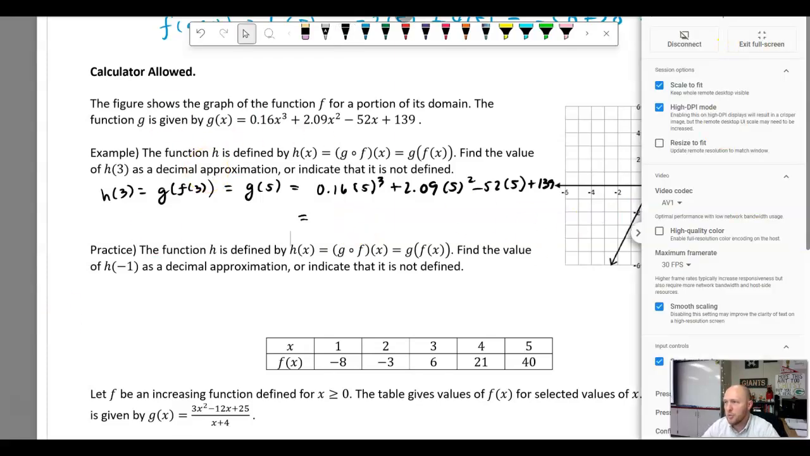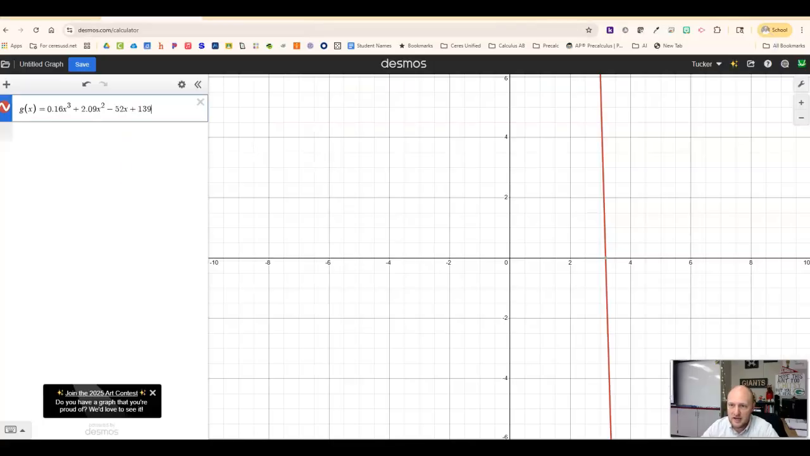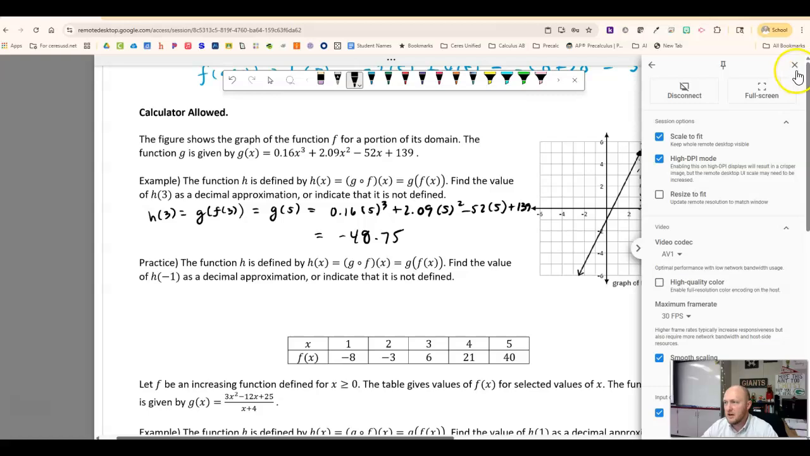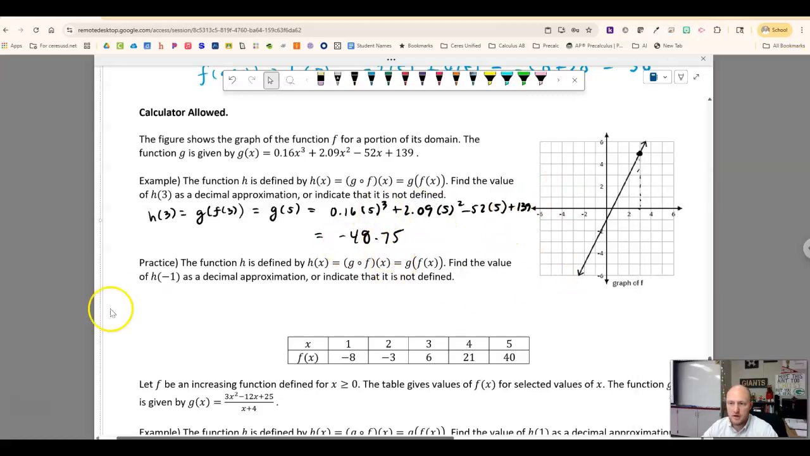I'm going to open up Desmos, and like magic, I have already graphed the function. So here is my function graphed. And now that I have it defined in Desmos, I'm just going to ask Desmos, hey, Desmos, what's g of 5? And guess what? It tells you right away, negative 48.75. If I had more decimals, I would use more decimals, okay? But it's only 2 decimals. So you have to use at least 3 decimals, okay? So whenever they say decimal approximation, it's a good tip that you're using a calculator.